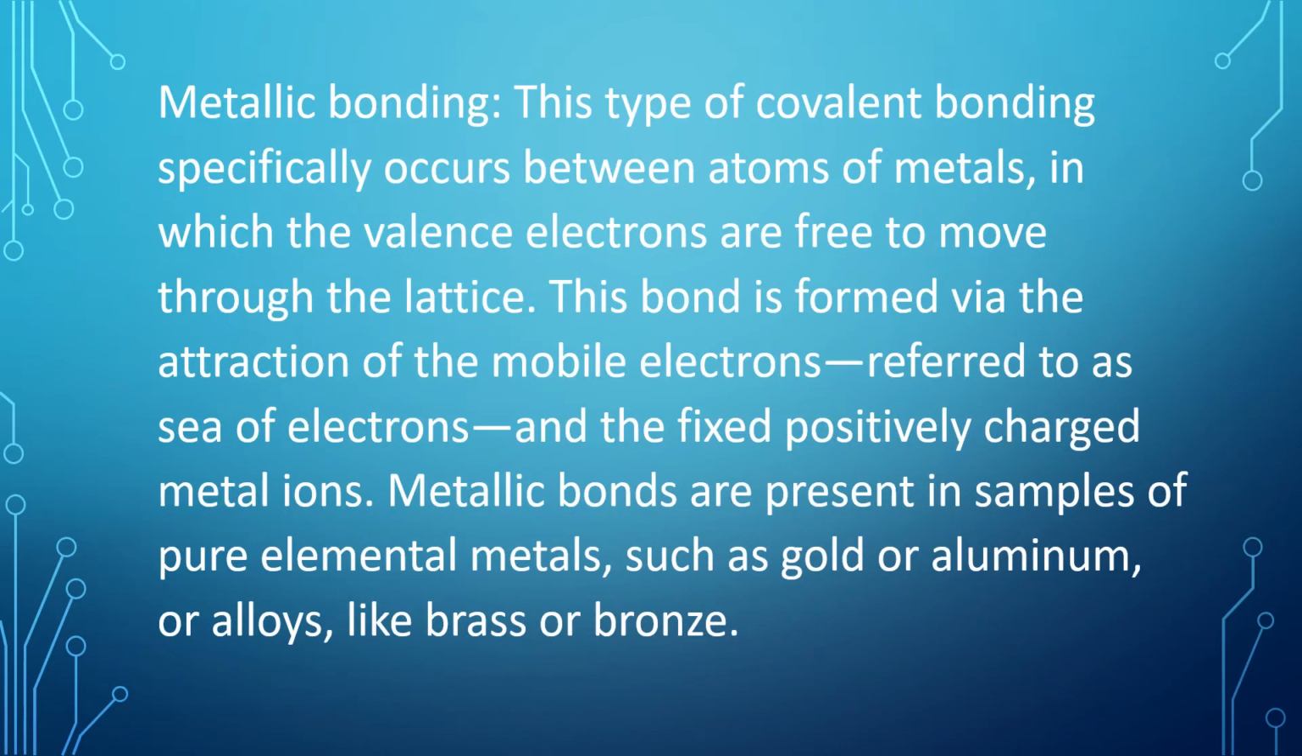Next, metallic bonding. We all know this one already. Metallic bonding is a bond that occurs from metals, where valence electrons form a lattice. The lattice is the formation of the electrons, referred to as a sea of electrons. Usually in a metallic bond, these are pure metals such as gold, aluminum, and alloys like brass and bronze.